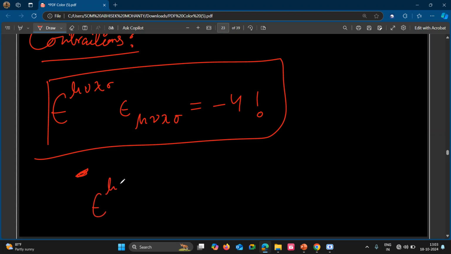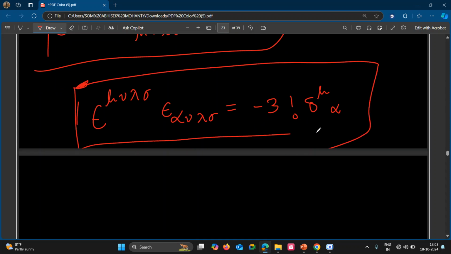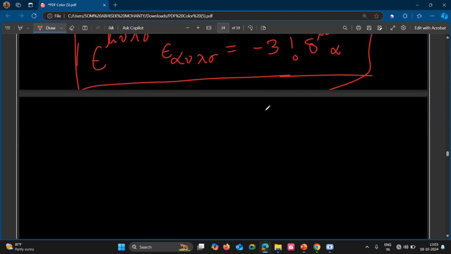Now epsilon mu nu lambda delta with epsilon alpha nu lambda delta. There is a slight change of indices here. It was mu here, and now it is alpha. So we have to adjust that. So minus 3 factorial, and how to adjust it? By delta mu alpha. Did you get it? I hope you got it. We have done this kind of thing enough. You have to remember this one, and you will understand slowly. Don't worry.